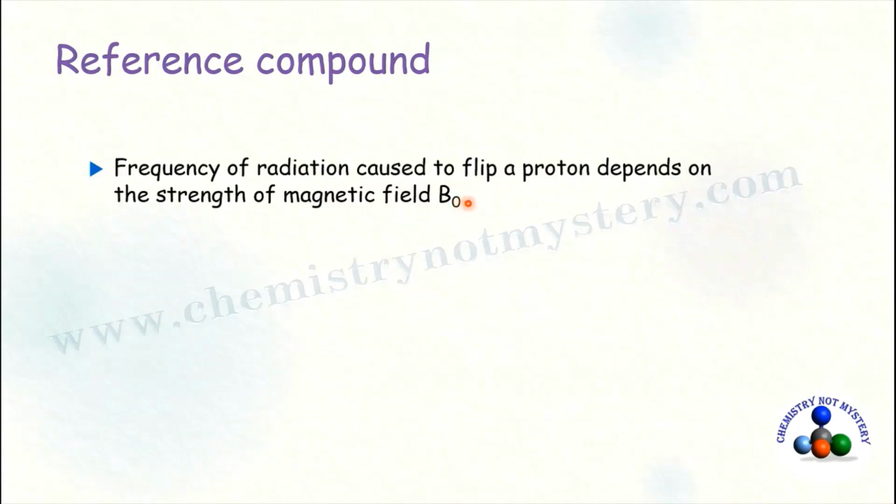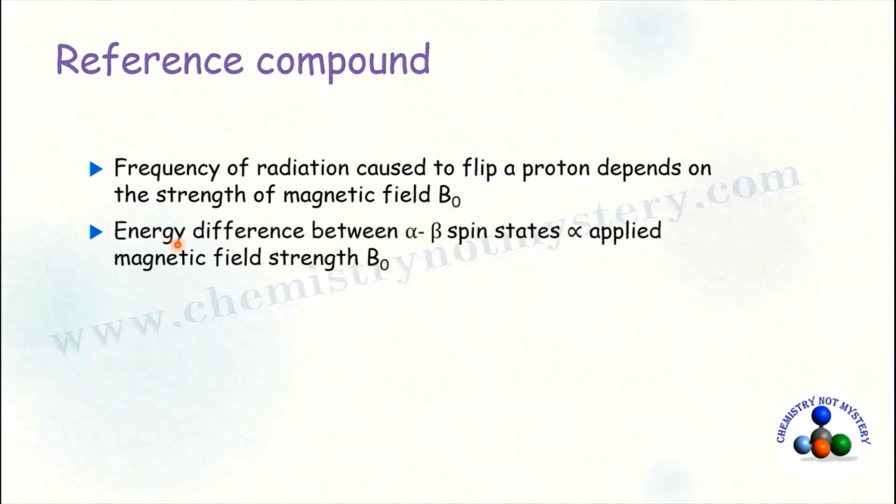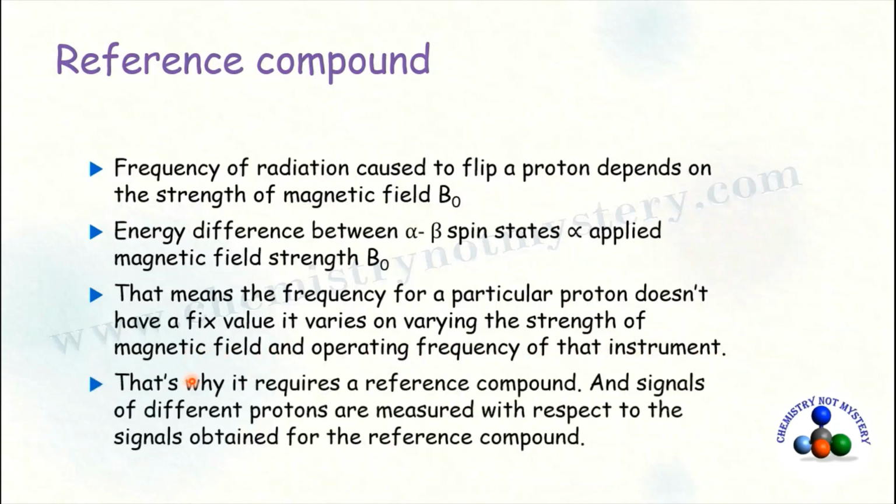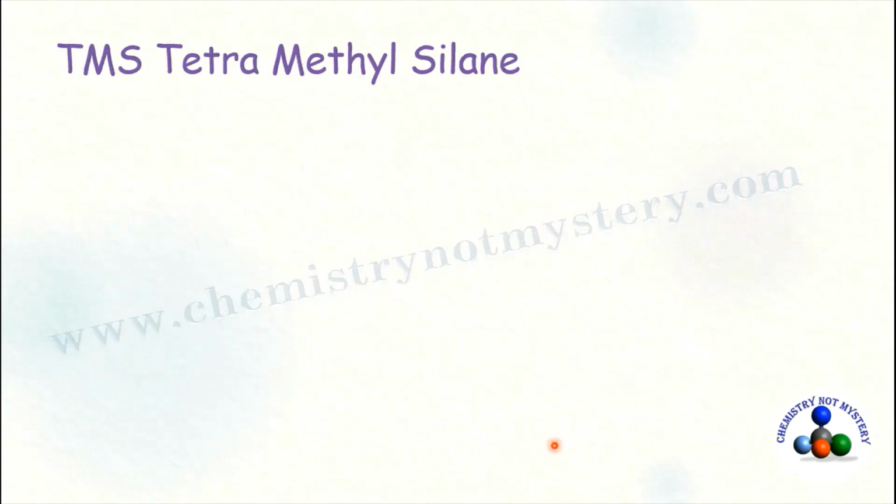Unlike IR spectroscopy, where there is a fixed wave number for each functional group, the energy difference between alpha and beta spin state is directly proportional to the applied magnetic field strength. That means the frequency of a particular proton doesn't have a fixed value. It varies with the strength of the magnetic field and the operating frequency of the instrument. That's why it requires a reference compound, and the signals of different protons are measured with respect to the signals obtained for the reference compound.